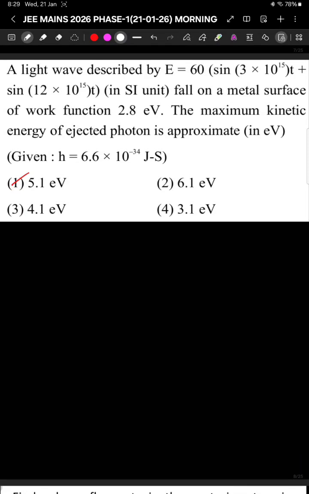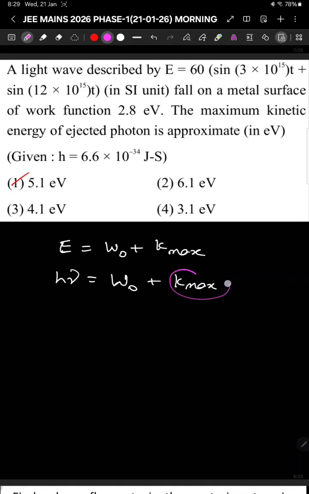This question belongs to the photoelectric effect. Here the incident energy is given as work function plus maximum kinetic energy. The energy formula is h nu equals work function plus maximum kinetic energy. To have maximum kinetic energy, we should have maximum frequency. Here we have two frequencies, and this will be the maximum.